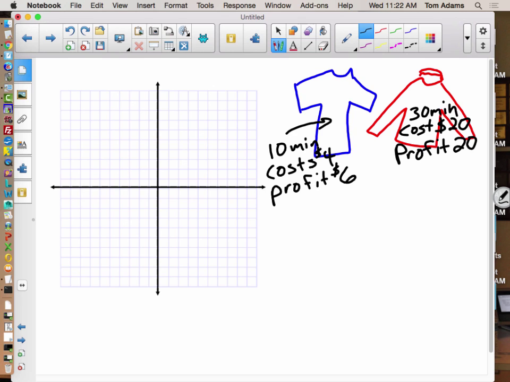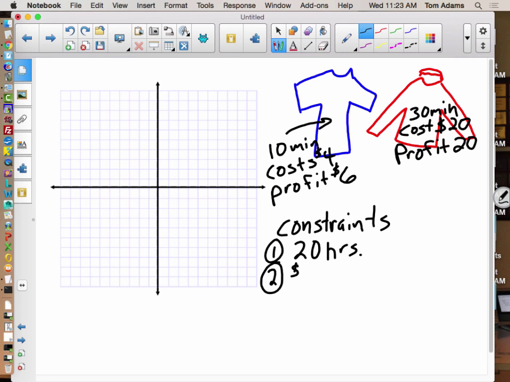Here are the constraints. So the constraints in regular terms, and then we'll make equations for them. I only have 20 hours to make them. That's constraint number one. I only have a budget of $600. Another constraint that I have is that I want to sell at least 50 units.